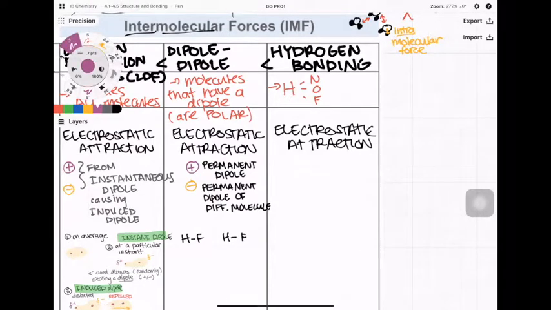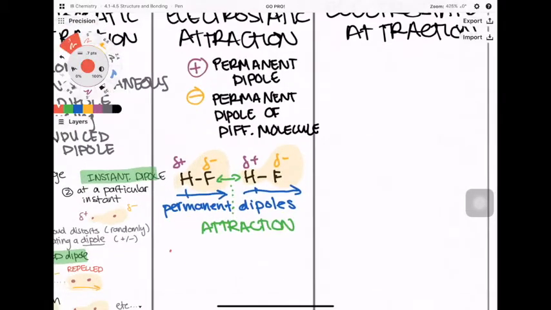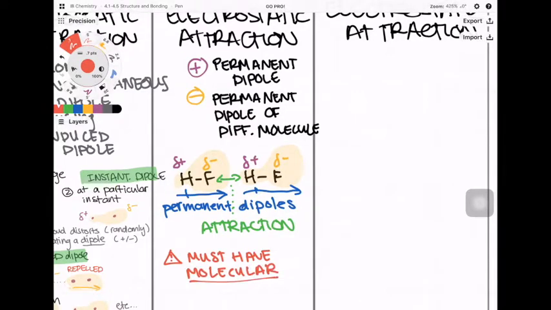If we take a look at an example, for example, HF, we know that fluorine has a much higher electronegativity than hydrogen. This is not a symmetrical molecule, and so therefore this molecule is polar. If we're to draw that dipole arrow, we would show it pointing towards fluorine because it has a higher electronegativity. Electrons are spending more time around the fluorine. And what ends up happening is the negative part of fluorine is attracted to the partially positive hydrogen of the other molecule.